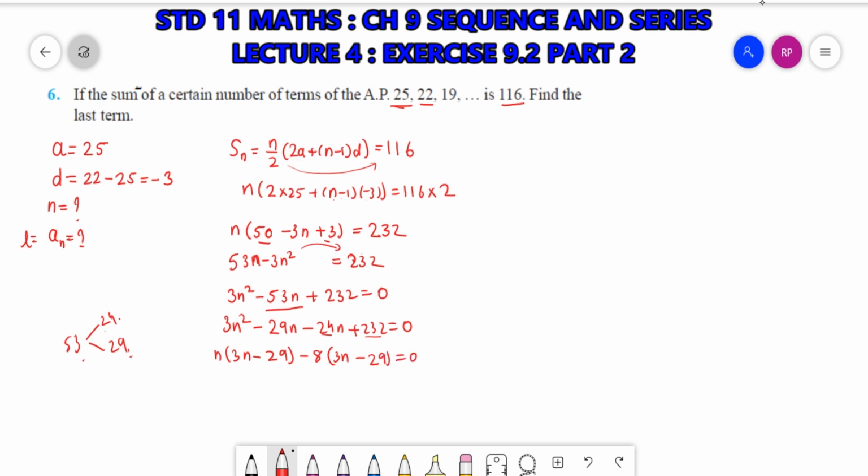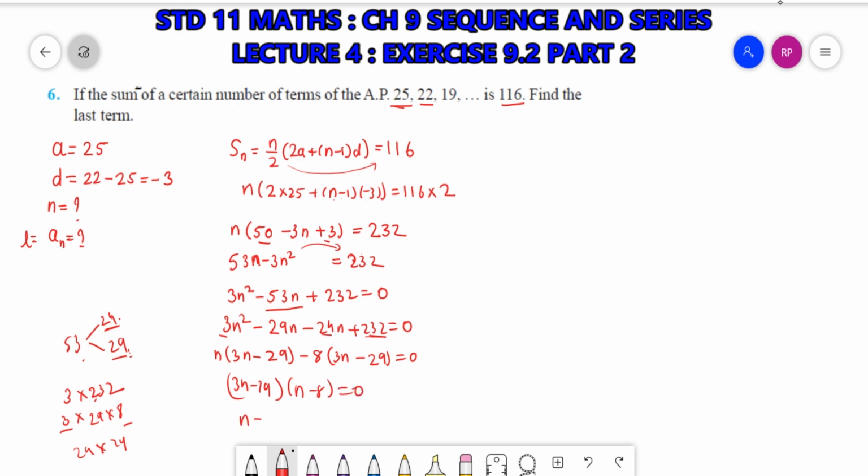Okay, here we need 24 into 29. When we multiply, this will be equal to 3 into 232. See how we split 3 into 232. So 3 here, I can write down 232, that we split into two parts. That will be 29 into 8. So 8 3s are 24, into 29. Okay, so (3n minus 29)(n minus 8) equal to 0.